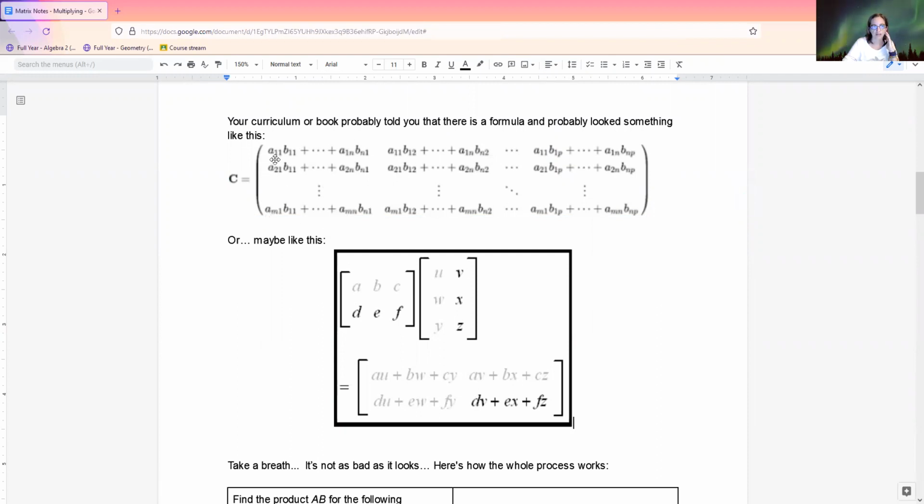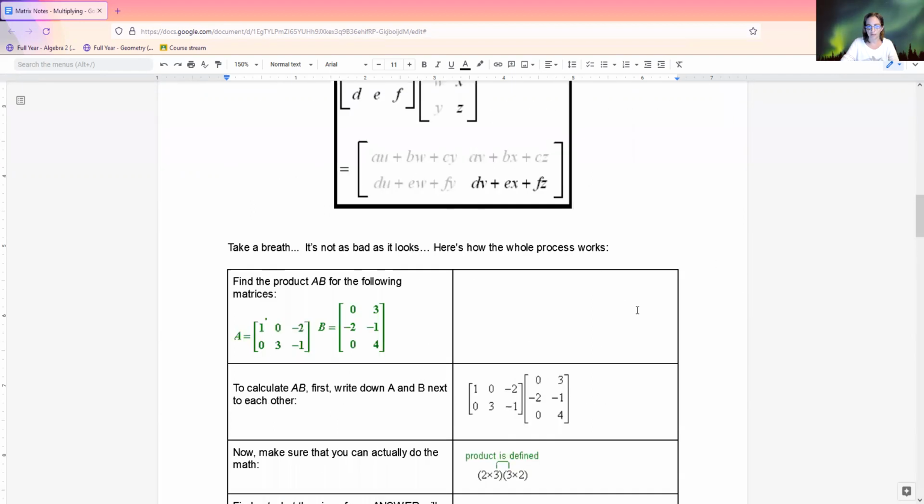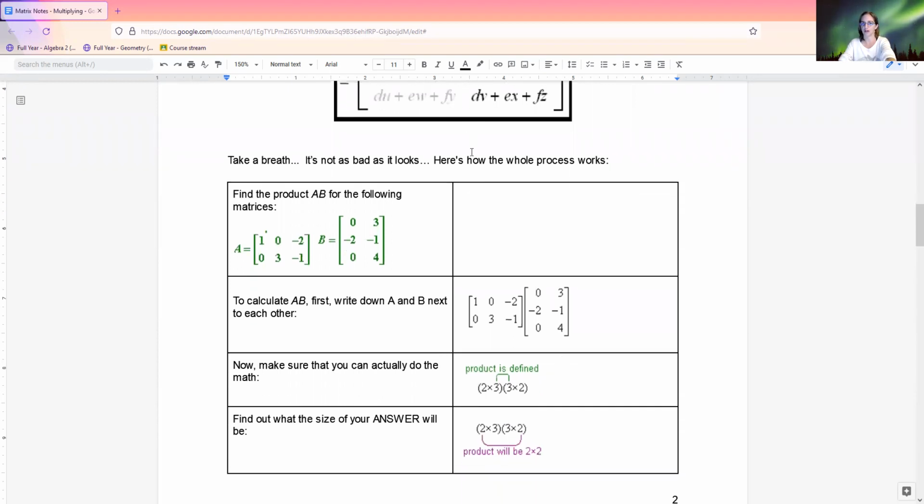This says A, row 1, column 1, B, row 1, column 1, all the way up to A, row 1, column N, B, row N, column 1. It's very complicated, and then it repeats over and over and keeps going. It looks super complicated, but what it really means is this underneath. Okay, so it's super complicated. We're going to make it easy.